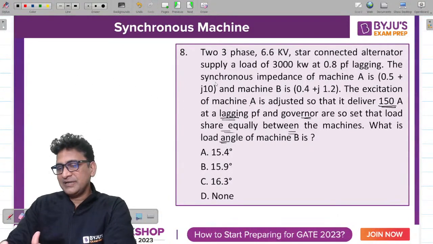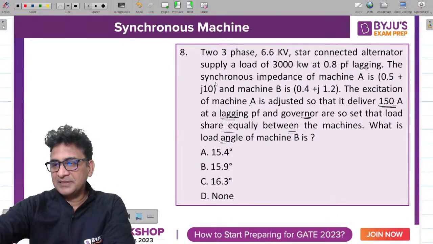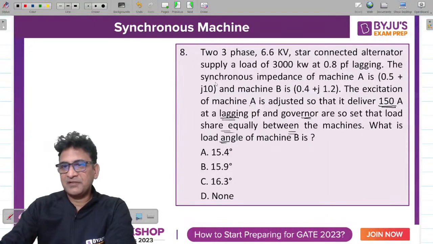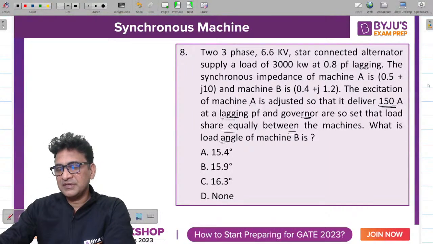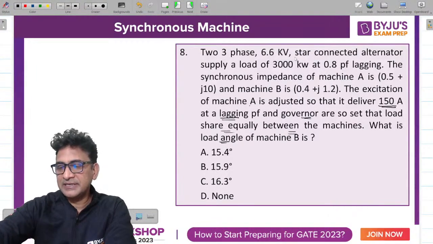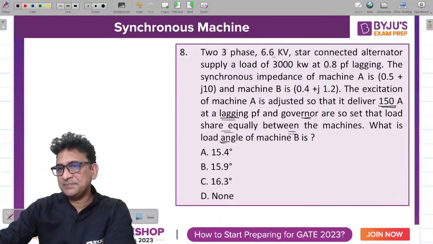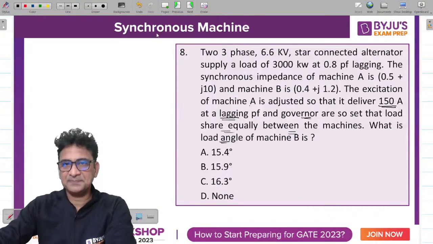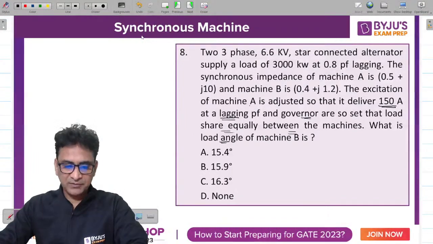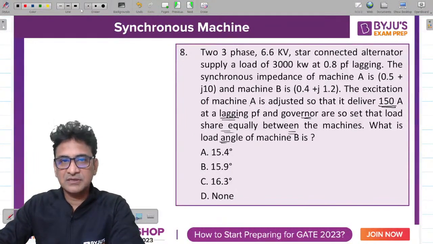See, two alternators are connected in parallel and they are supplying power to a load, and the load has 3000 kilowatt at 0.8 power factor lagging. Since both generators are connected in parallel, their terminal voltage will be the same. It is 6.6 kV. So first I am going to find out the overall load current.